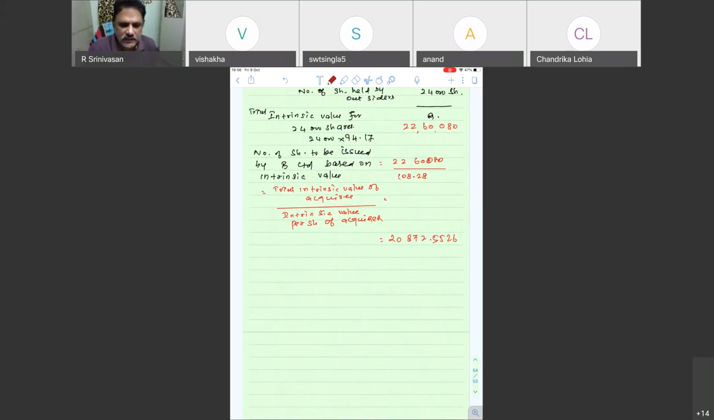20,872.5526 shares. Shares cannot be issued in fraction. Therefore, this part we have to ignore. Even if it is 0.99, we have to ignore it. So the number of shares will be 20,872 shares.